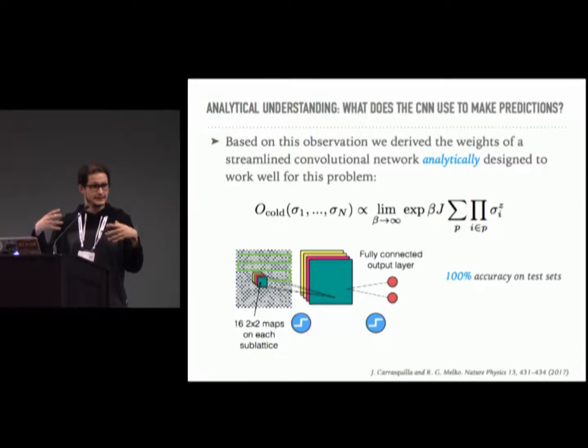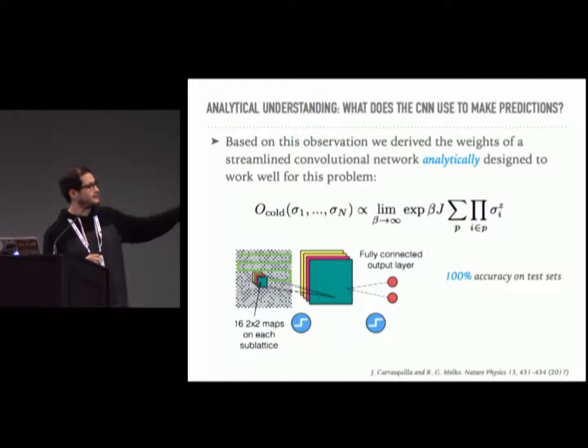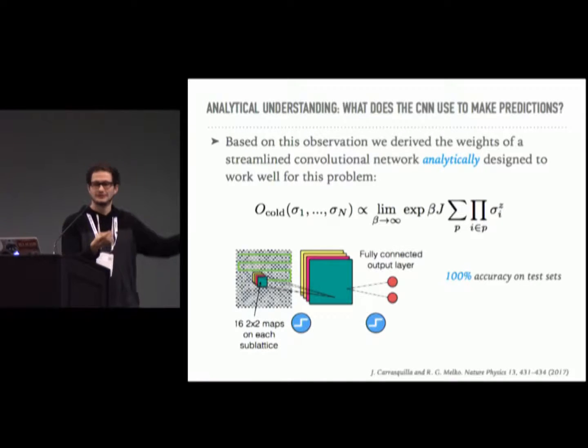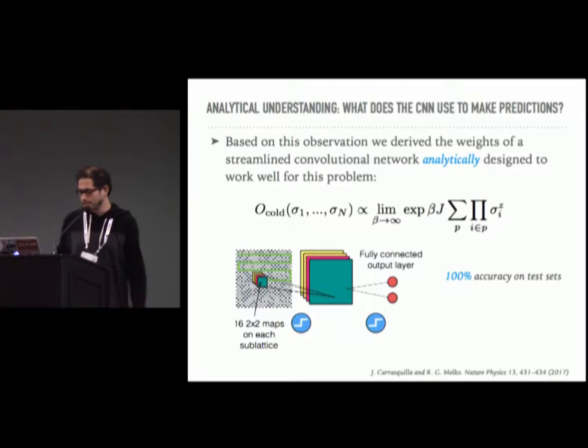Based upon that idea, we literally wrote down the filters analytically for that problem, which coincide with this expression here. If you use that analytically constructed network, it's not really trained, I just write down the weights, with 16 filters and 2x2 patches, and I use perceptrons as the activation functions because I don't have to train, then you get 100% accuracy on the test set. That was interesting, and we were happy.